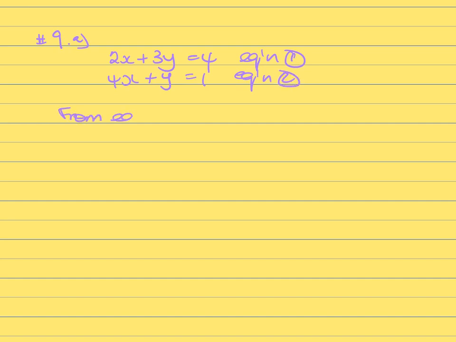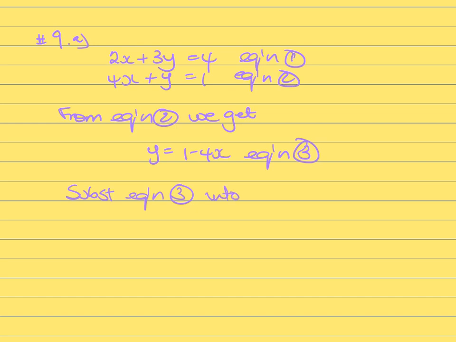Number 9, A. So they want you to solve 2x plus 3y equal 4 and 4x plus y equal 1. You can use any of the methods you want. I will use substitution. So from equation 2, we get that y is equal to 1 minus 4x, and we'll call this equation 3. And now I'm going to substitute equation 3 into equation 1. So I will get 2x plus 3 by 1 minus 4x equal 4.